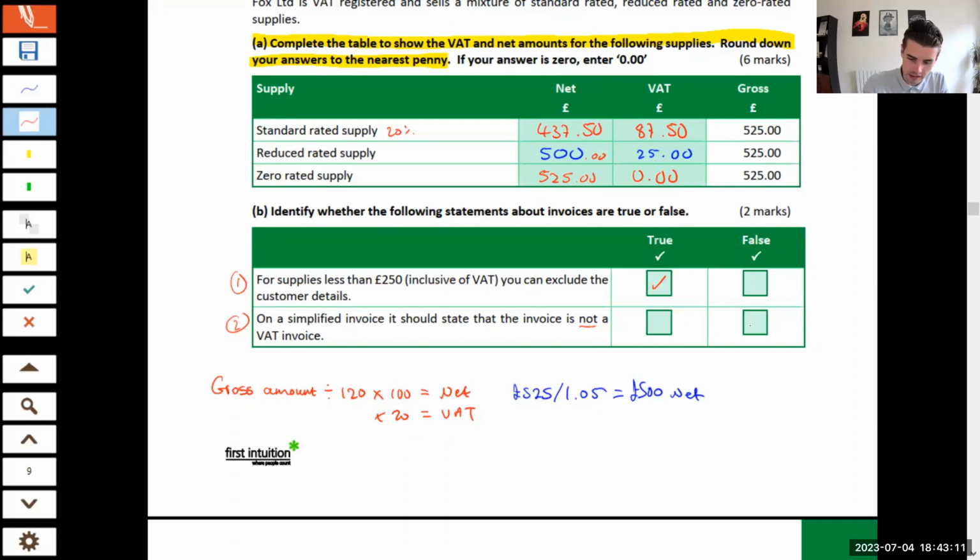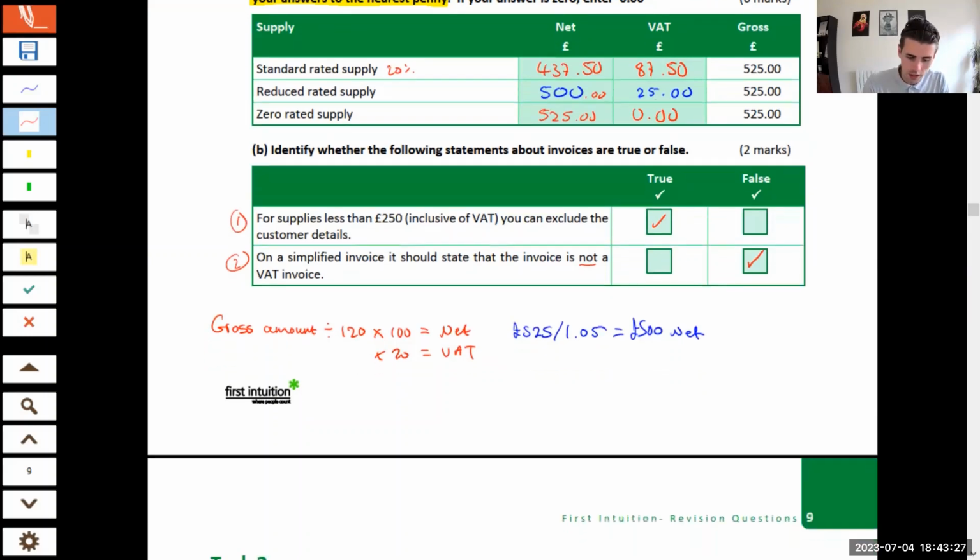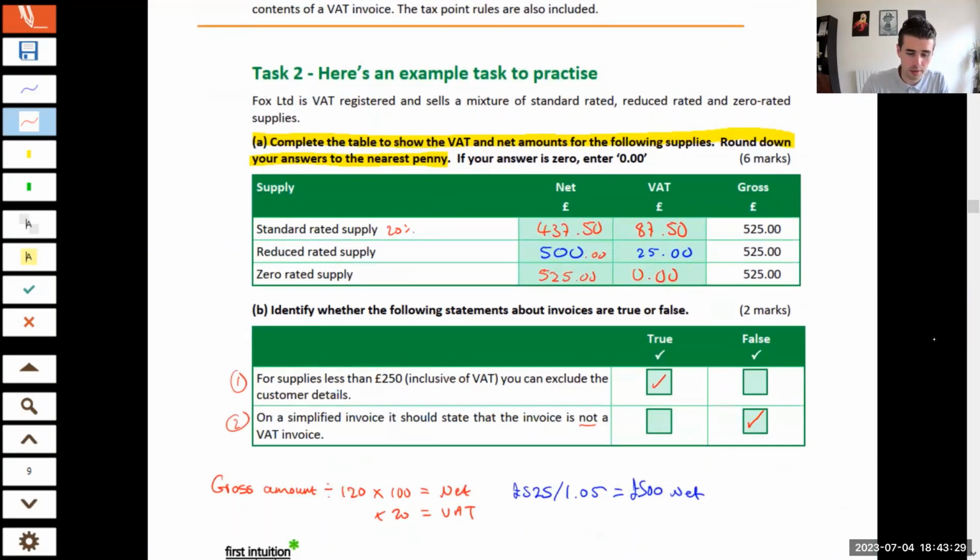It's false. It is still a VAT invoice. So again, that statement, plain and simply, isn't true. There's a couple of de minimis rules that we'll get to in the next task. I don't want to spoil that one just yet, but at face value, that isn't correct. Okay. And believe it or not, that's literally it for task 2. So it's very, very small, 8 marks in total.